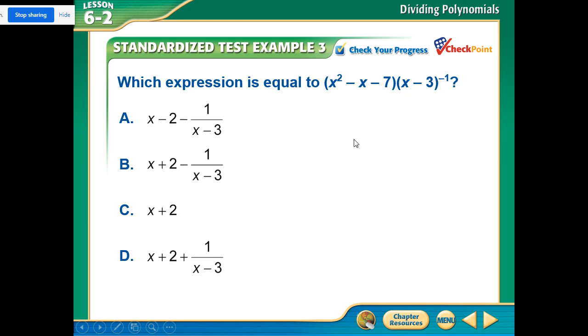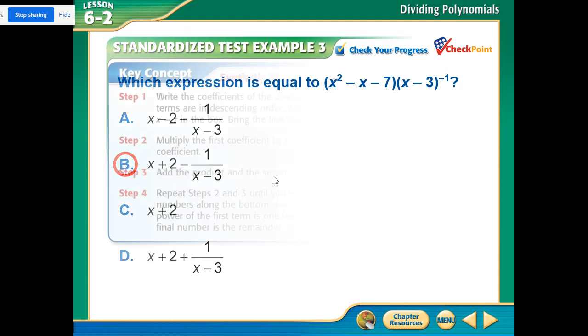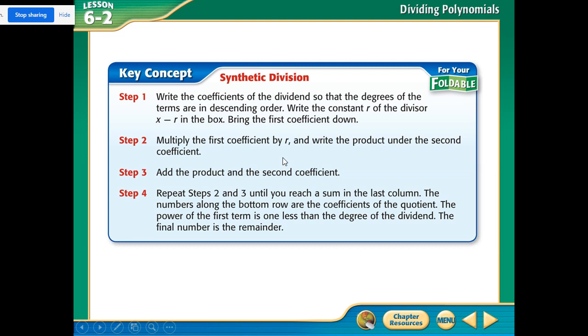All right, so here's another one. We can go ahead and do this, and it does end up giving us B as an answer. All right, how do we synthetic divide?